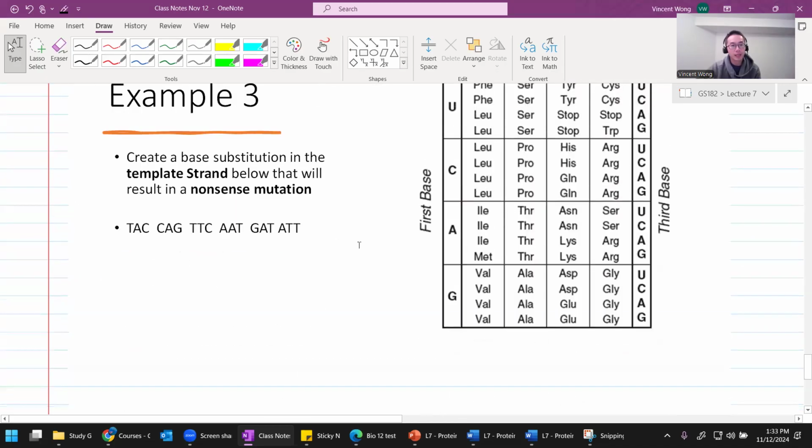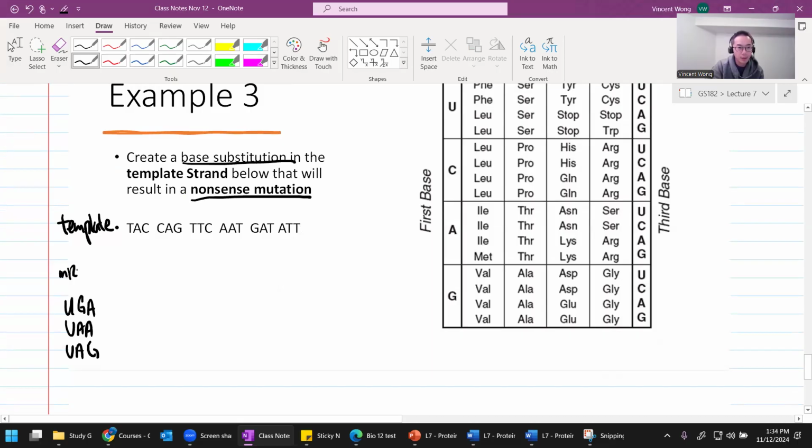All right, let's do number 3 here. This is the template strand that we're given this time. And we're also trying to create a nonsense mutation using base substitution. So let's write down the stop codon again. UGA, UAA, and UAG. This is the mRNA. And so on the template, it is going to be complementary to these codons. So instead of UGA, it will be ACT, ATT, ATC.